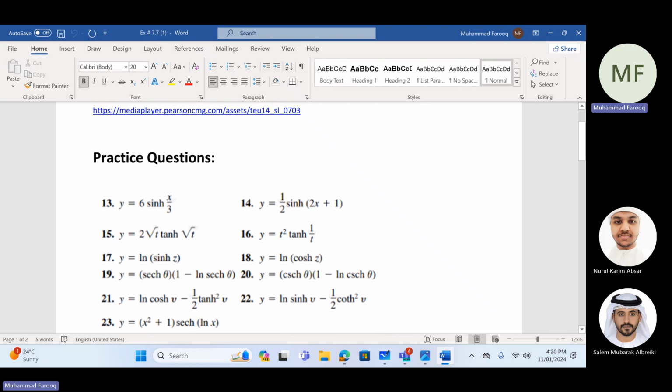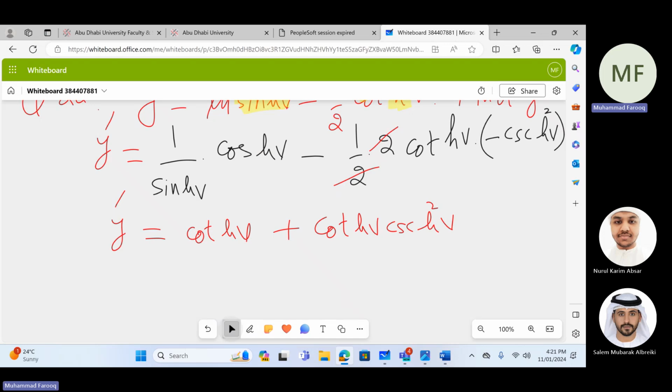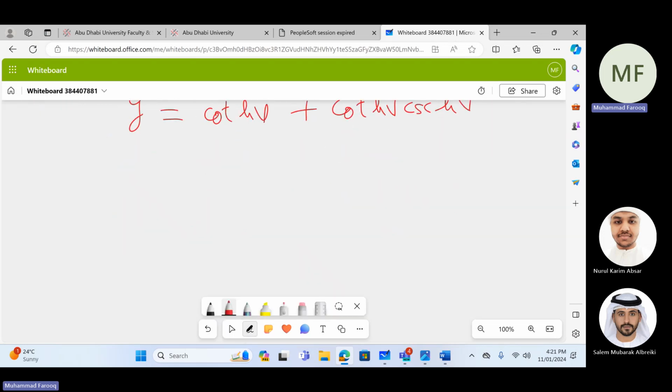Question 23, please. Write the question first of all, 23. Then I have to say something here. It is x squared plus 1 times secant hyperbolic of ln x. I just write 23 for your reference, please.